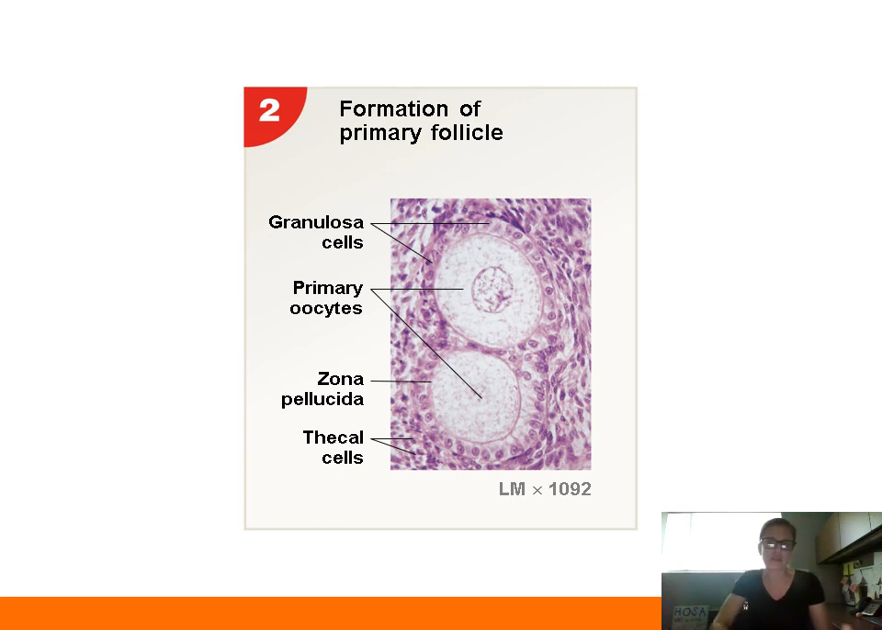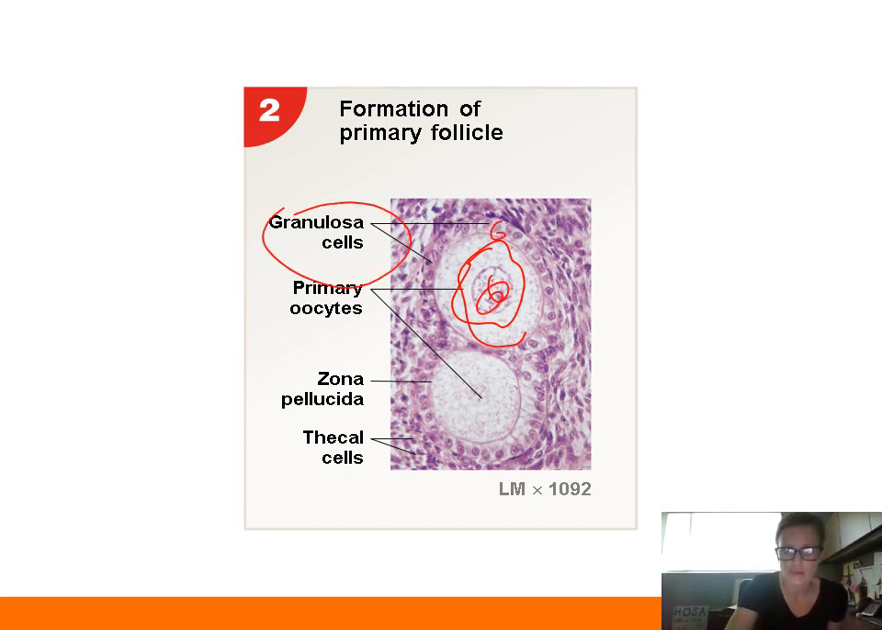As this happens, the follicular cells around the outside of the primary oocyte grow and divide, and they start to become round cells called granulosa cells. And you can see that in the picture here, right? The primary oocyte is here, and you can see the nucleus in the middle. Now these granulosa cells are going around the outside, really nice and organized. That looks different than the primordial follicle that the baby is born with.